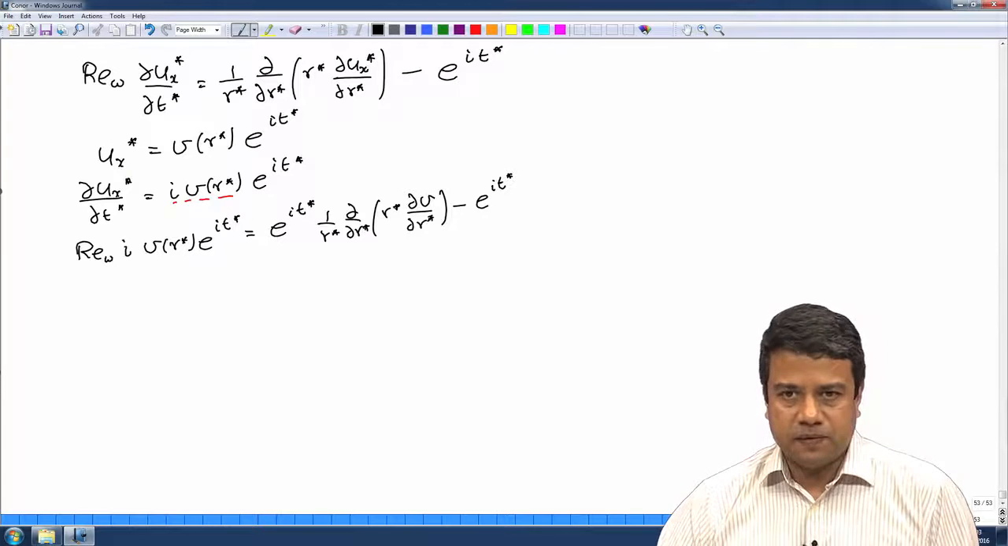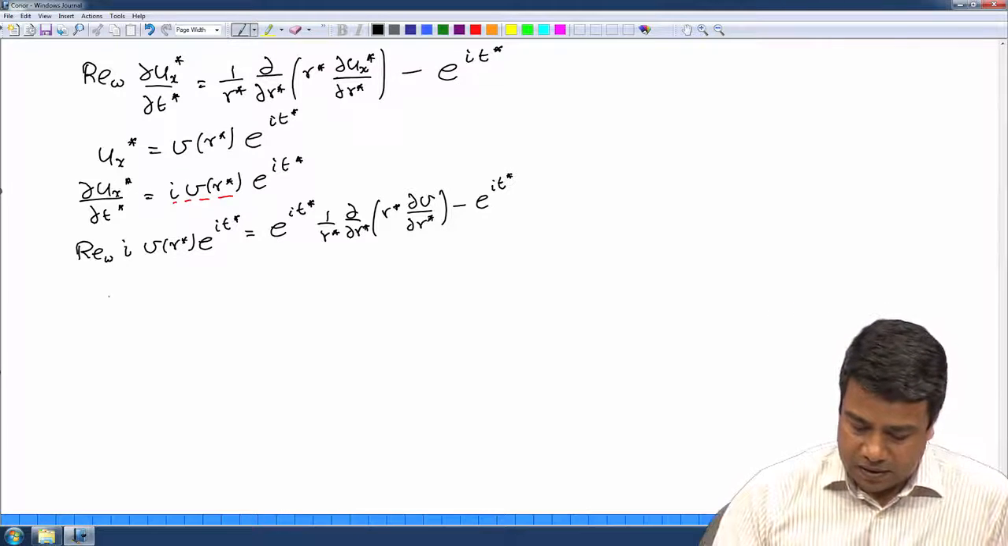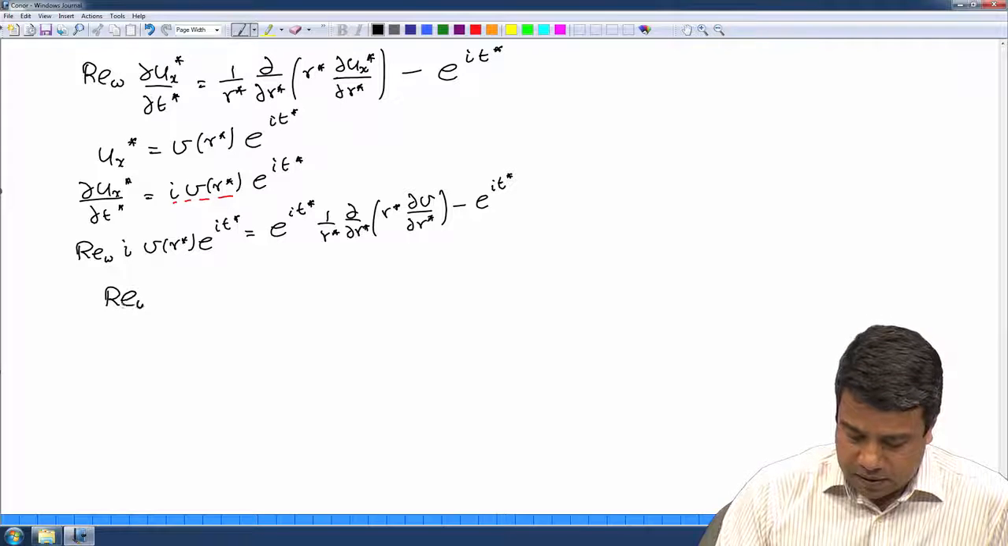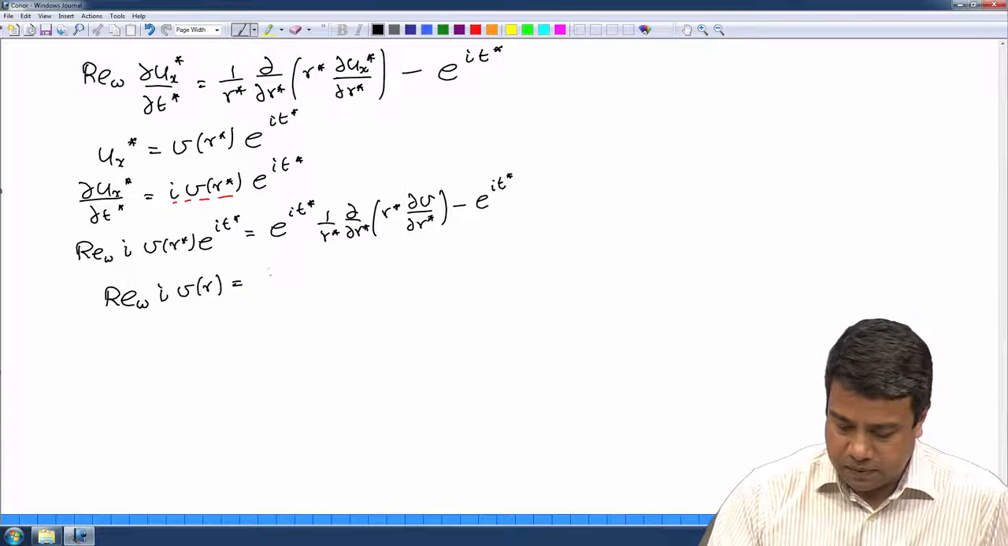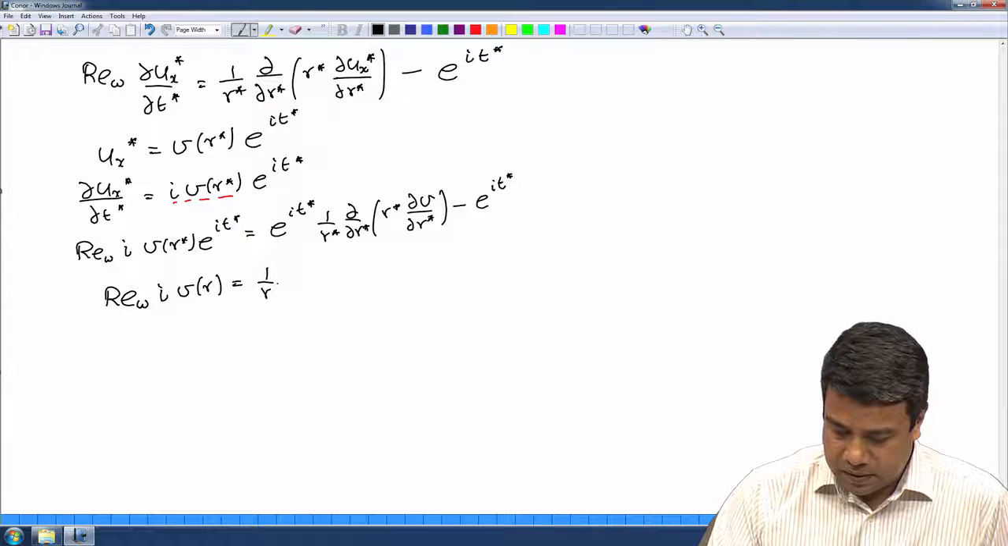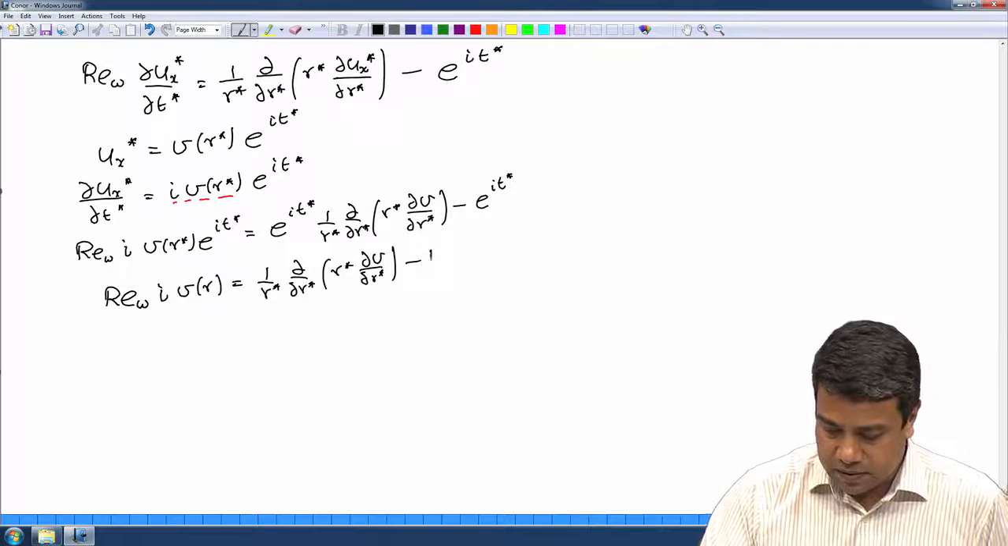And this factor of e power i omega t cancels out on both sides. Okay. And I will get i Re omega V of r is equal to 1 by r d by dr of r dV by dr minus 1.